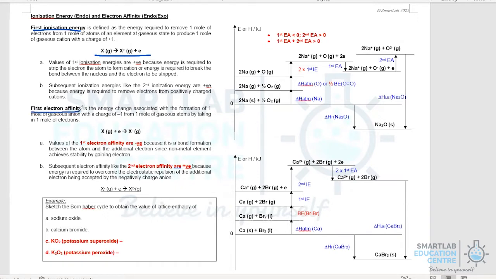Next we have the first EA. Do take note that the first EA is the energy change with the formation of 1 mole of gaseous anion with charge of -1 from 1 mole of gaseous atom by taking in 1 mole of electrons, as illustrated in this equation. So the first EA would be negative for non-metals, and the second EA would be positive. The second EA is when 1 mole of X⁻ accepts 1 mole of electrons to produce 1 mole of X²⁻ gas. And both X⁻ and X²⁻ are in gaseous state.